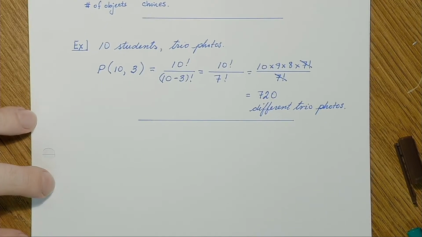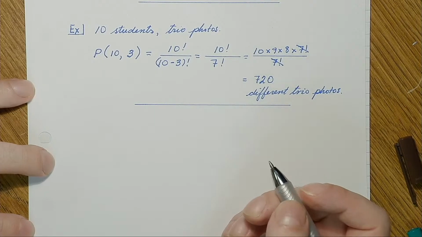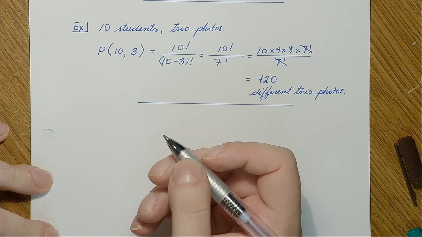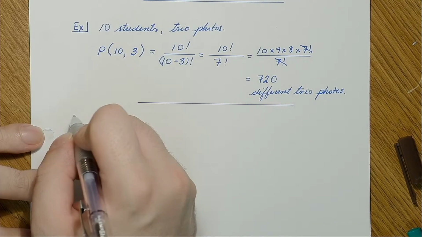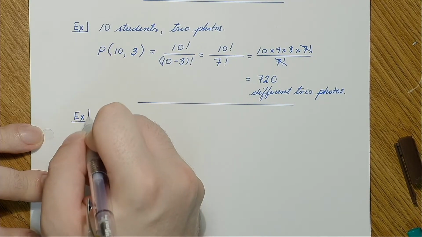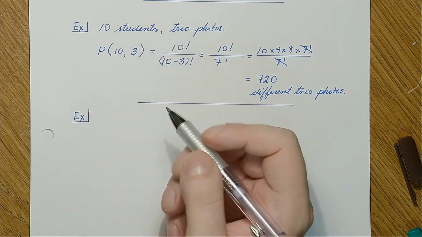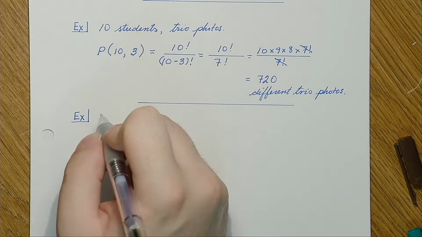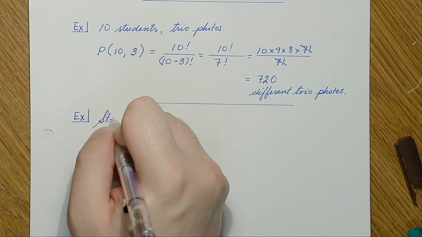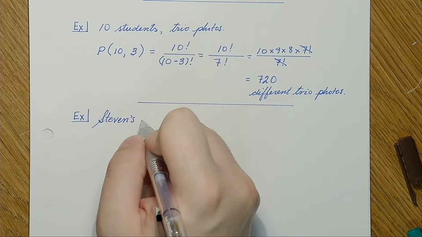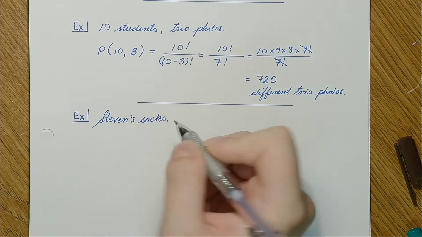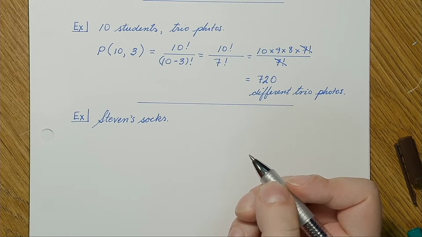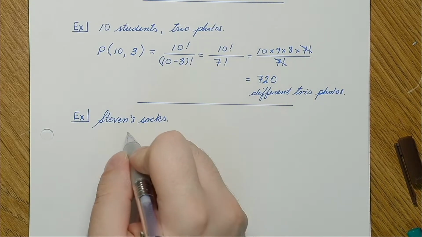Now let's go back. So here's an example. Okay, so we've done students lining up. Let's do something where it may not necessarily be students, but let's look at Steven's socks. So he's doing his laundry, but he's running out of time before he has to go on a date. So he has 3 pairs of socks.